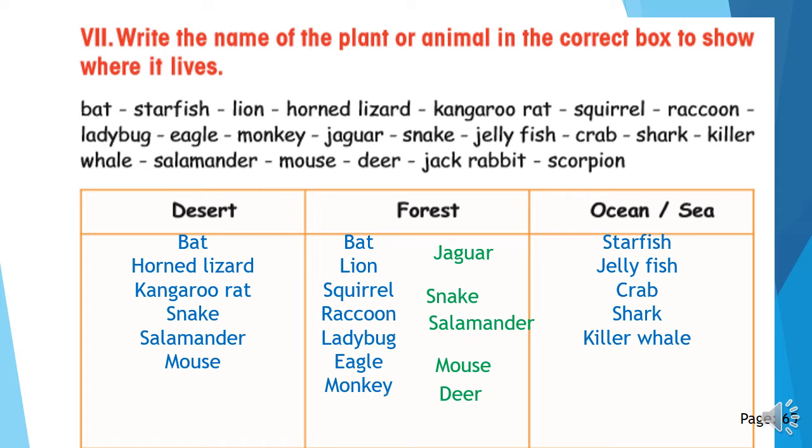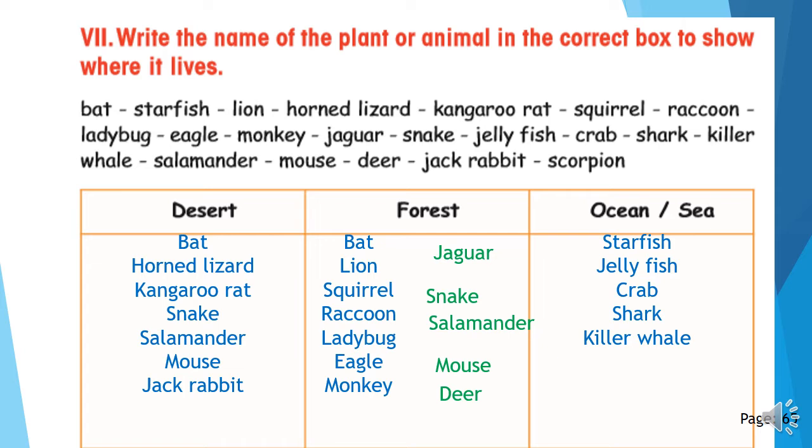Jackrabbit, it's a type of animal. It's not like a rabbit. It's like what? How can I say the shape for this jackrabbit? Try to search it on Google. You can see the shape of this animal. So this animal can live in desert ecosystem.